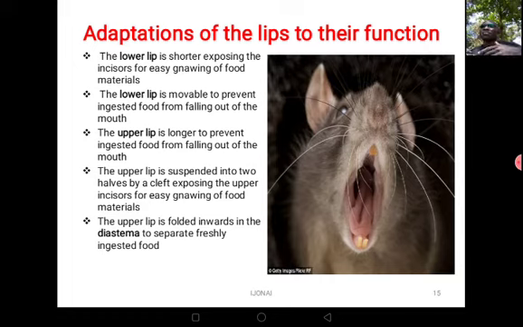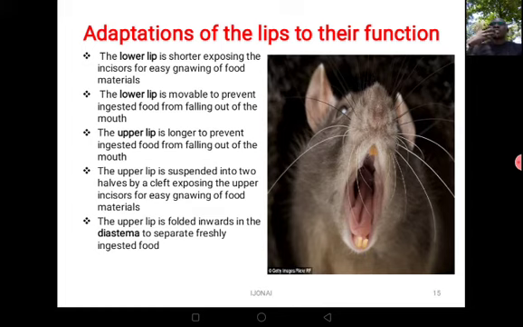So when we talk about exposure of the incisor teeth, we are favoring the cutting of the food. Then the upper lip, similarly, is folded inwards in the diastema to separate the freshly ingested food from that food that has been entered into the body. So generally, the location, the shape, and the appearance of the lips has a function to do with enabling easy cutting and ingestion of the food.